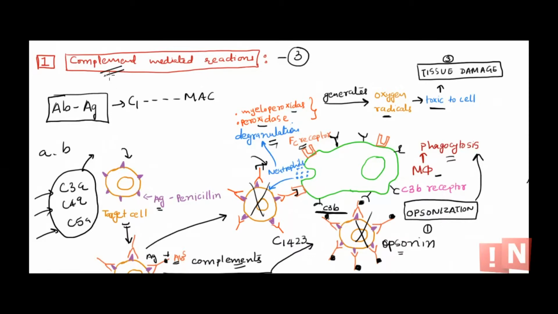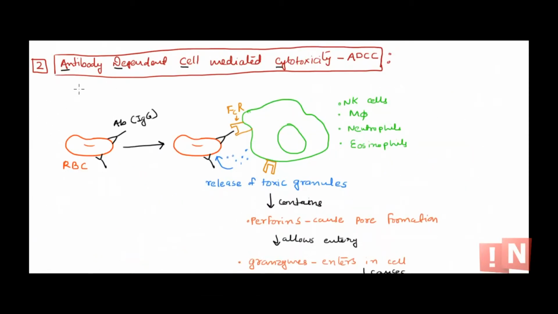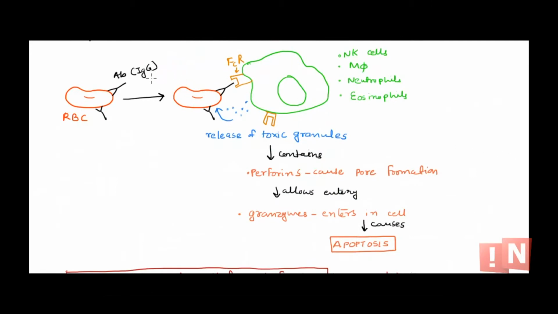Now other than complement activation, what else could happen? So the next type is called antibody dependent cell mediated cytotoxicity. You might have heard about ADCC, antibody dependent cell mediated cytotoxicity. That means there are no complements involved, but the cytotoxicity is dependent on antibody. Once the antibody is bound to antigen, it will result in the killing or lysis of the antigen. Let's say, for example, the antibodies, mainly it will be IgG mediated.